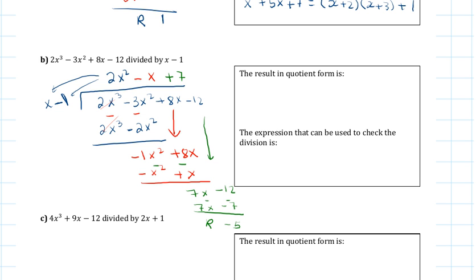Okay, so the results are going to be in the quotient format. It's going to be your dividend, 2x cubed minus 3x squared plus 8x minus 12, divided by your divisor, which is x minus 1, equals your quotient, 2x squared minus x plus 7, plus the remainder, or actually in this case, it's going to be minus. So you can write it as a minus right away, or you can write plus and then negative 5 over x minus 1.